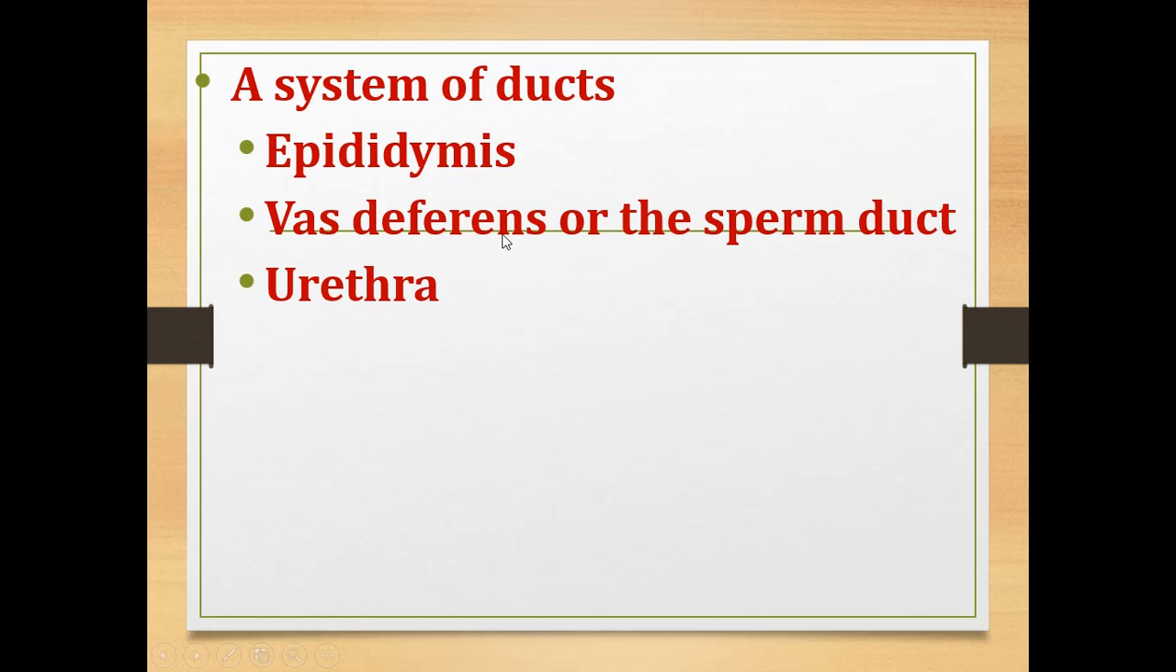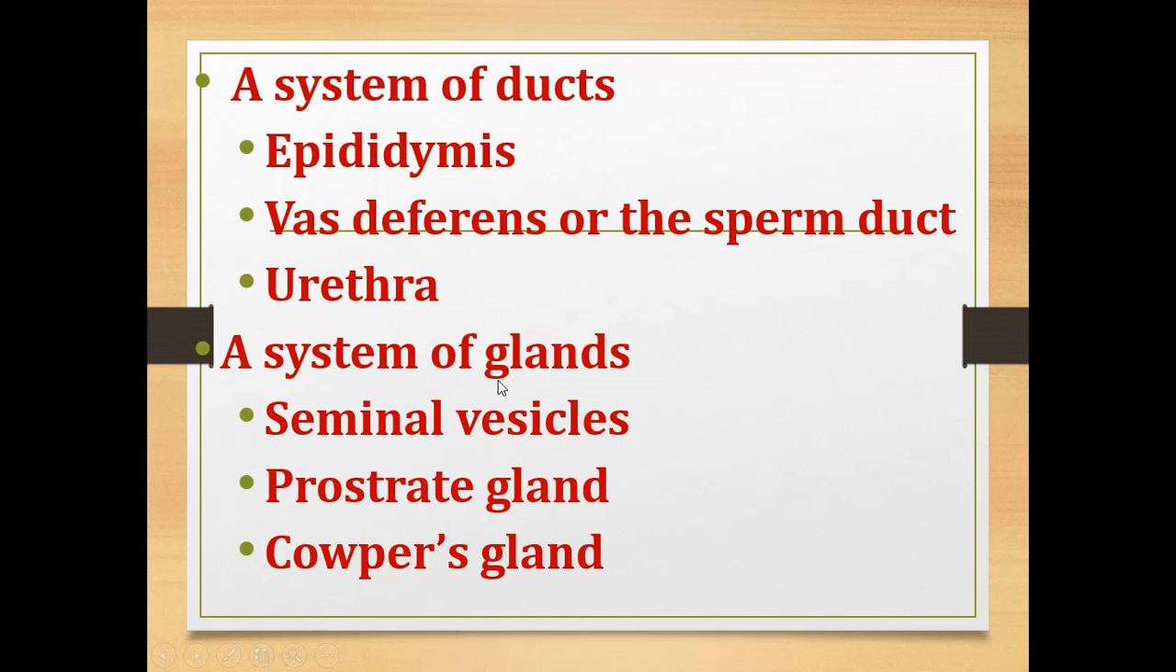Vas deferens is also known as the sperm duct. Then a system of glands. There are three glands in the male reproductive system. They are seminal vesicles, prostate gland, and Cowper's gland. So there are three ducts: epididymis, vas deferens, urethra, and three glands: seminal vesicles, prostate gland, Cowper's gland.